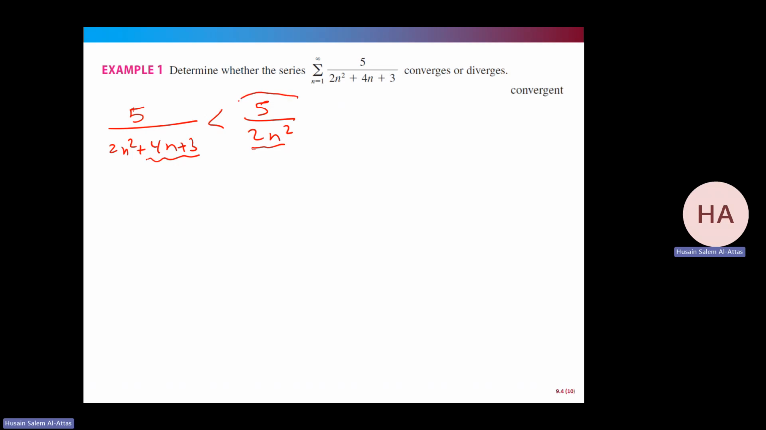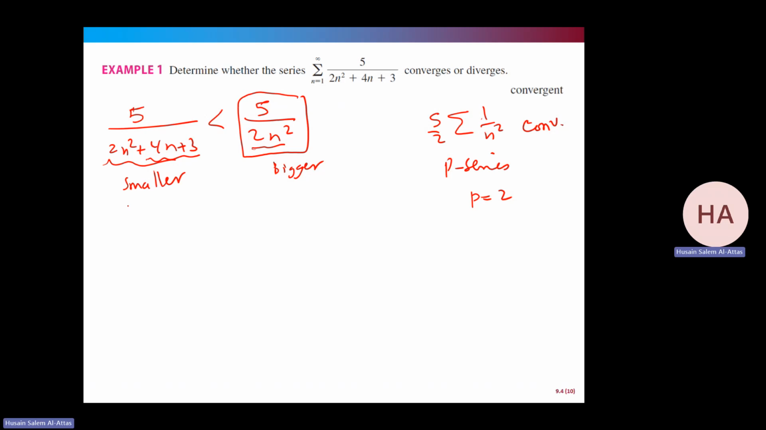And this one I can find out this series. So I have 5 over 2, it will make no difference, 5 over 2 times 1 over n squared. That is what? A P-series that will converge. So it's a convergent series. This one is smaller than this one, so this is the bigger. The bigger converges, so for sure the smaller will converge. So this series will converge. I wish it's clear.